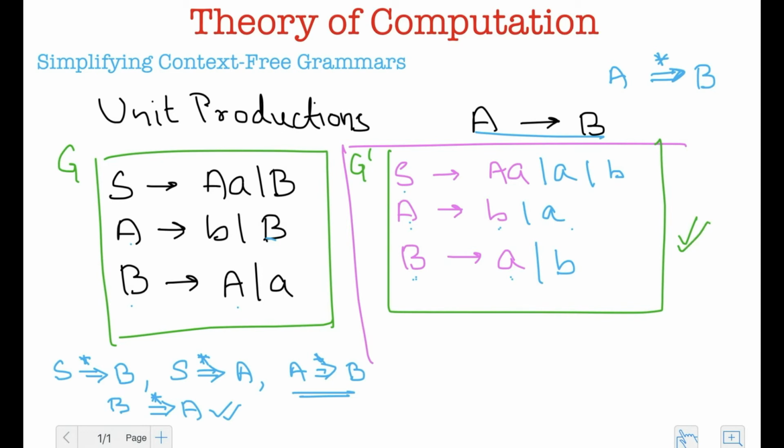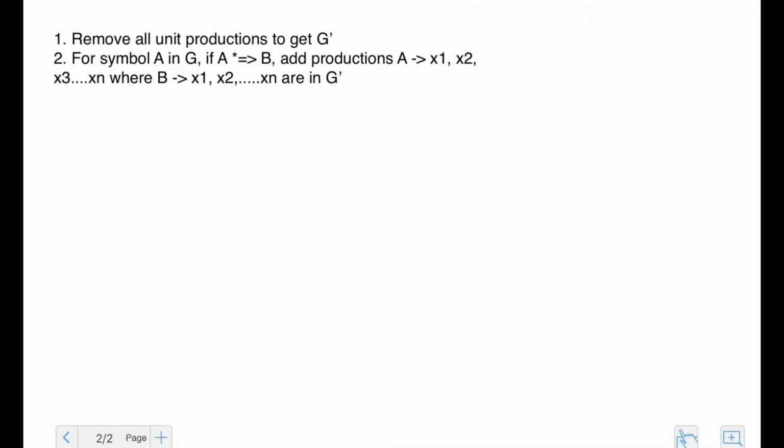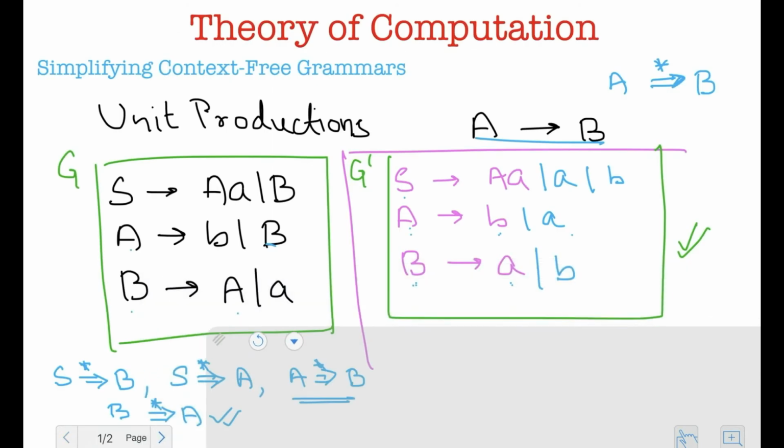So that's the general procedure that I need to follow, and I'm just going to write down the steps that we need to follow right here. So here are the two steps that we need to follow. The first one is remove all unit productions to get G prime, which is how we got our G prime in the previous one here. So the pink part is G prime here. So I just removed the unit productions from G. I removed S goes to B, A goes to B, B goes to A.